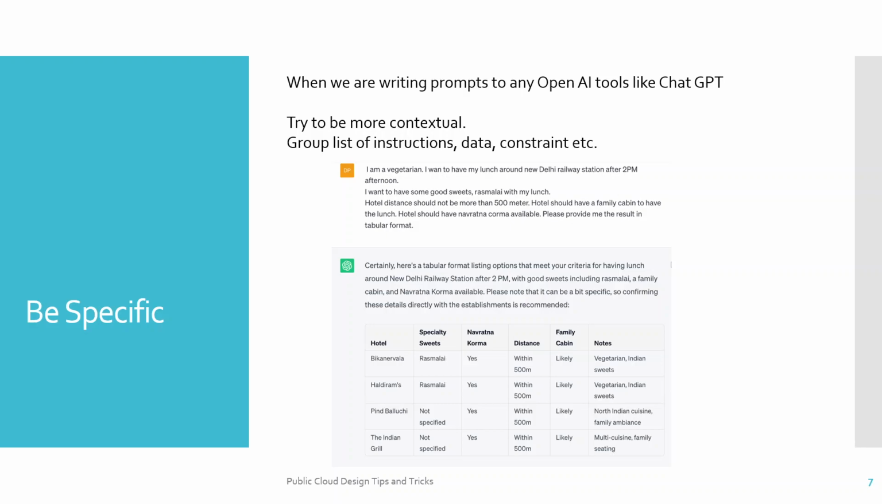For example, on the same topic, I have written a set of prompts: I am a vegetarian. I want to have my lunch around New Delhi railway station after 2 p.m. in the afternoon, and to have some sweets, rasmalai, with my lunch. Hotel distance should not be more than 500 meters. The hotel should have a family cabin to have the lunch. The hotel should have Navratna Korma available. So I have started adding various granular data to that prompt. That is what is called being specific in your prompt to make it more accurate.